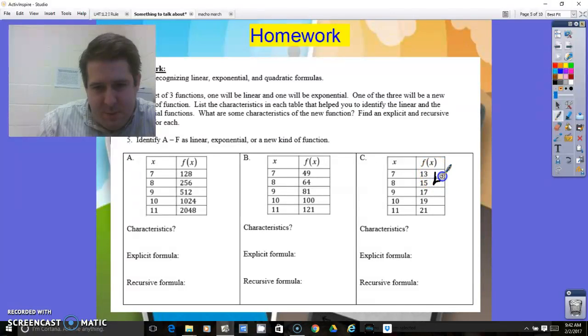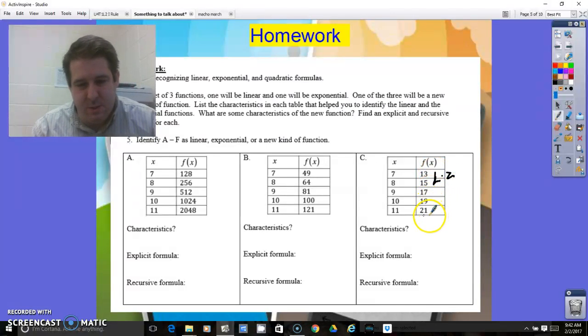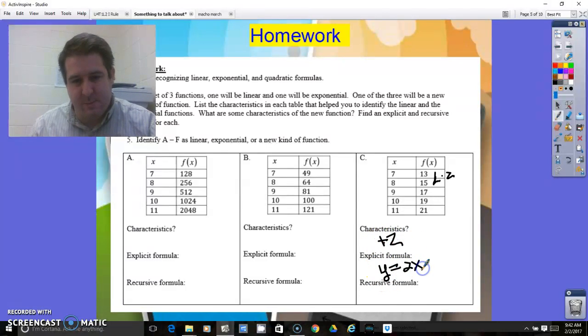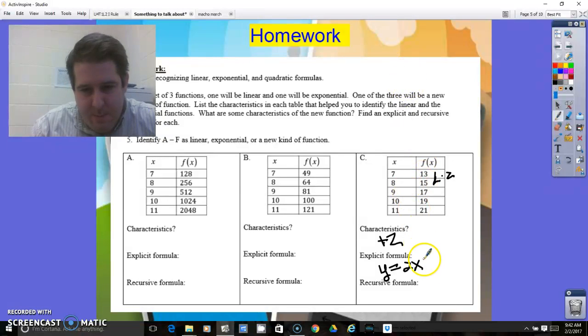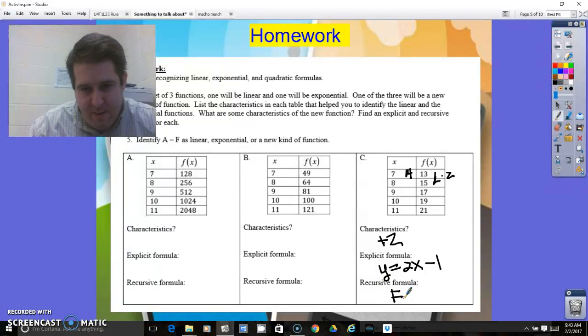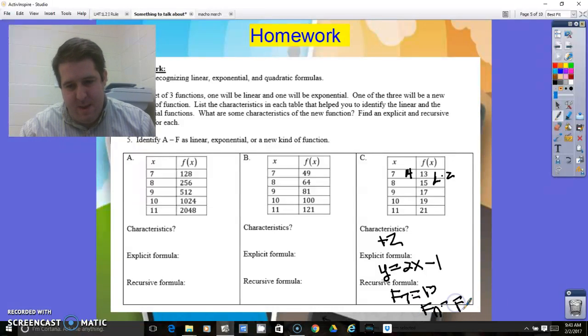13 goes to 15 is plus 2, plus 2, plus 2, plus 2. So that's a linear equation. It's plus 2. The explicit formula is going to be y equals 2 times x, because that's the pattern, plus the starting point. So I'm going to do 2 times this x, which is 14, and notice that that's 1 less, so it must be 2x minus 1. And then last but not least, recursive formula, f of 7 is 13. That's my starting point. F sub n equals f sub n minus 1 plus 2.